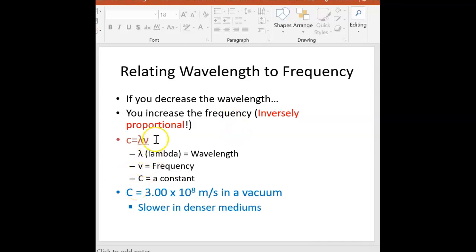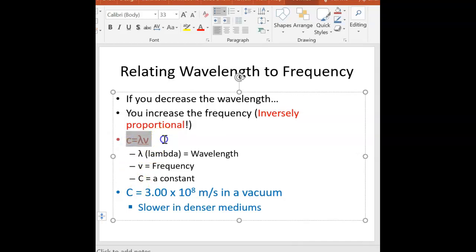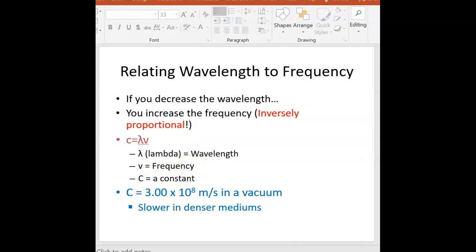But this is the equation right here, okay? And that's what we're going to be using for a decent amount of these problems, okay? C equals lambda. Lambda is the wavelength times frequency, okay? So let's try a practice problem.